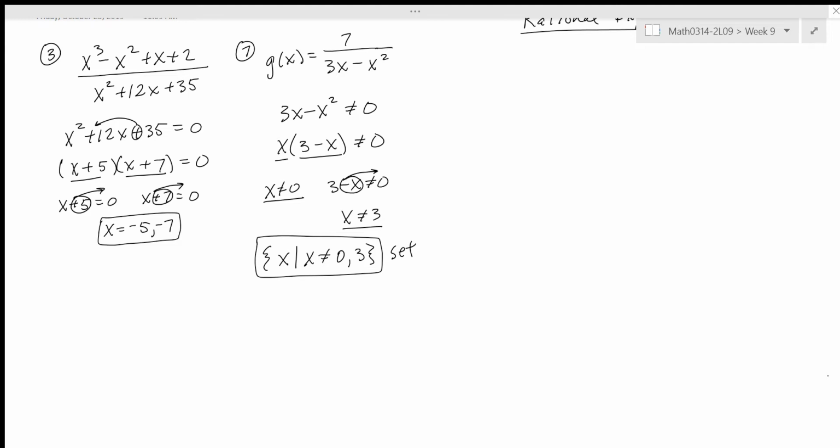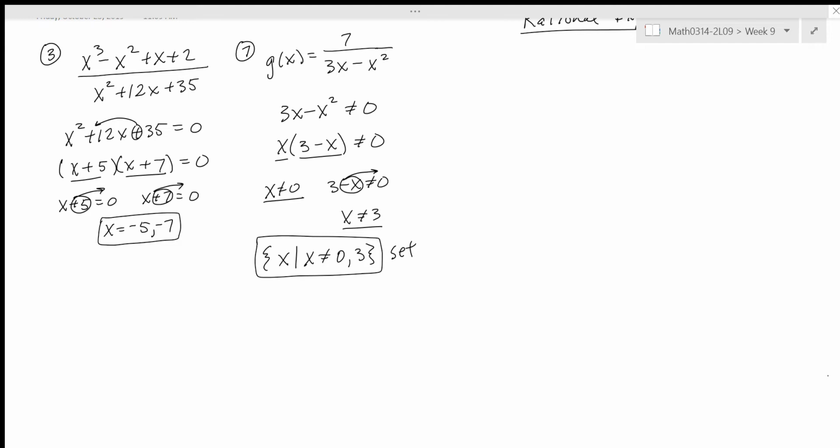Is that domain also? No, those are the restrictions. Because number 3, it said find all numbers for which the rational expression is not defined. And so what we're saying here, we're saying, hey, if x equals either one of these, then that's not defined. So it's a little bit different question. Y'all understand that, right? This one is saying, hey, what numbers can x not be? And this is over here saying, what numbers can x be? And this is set notation.